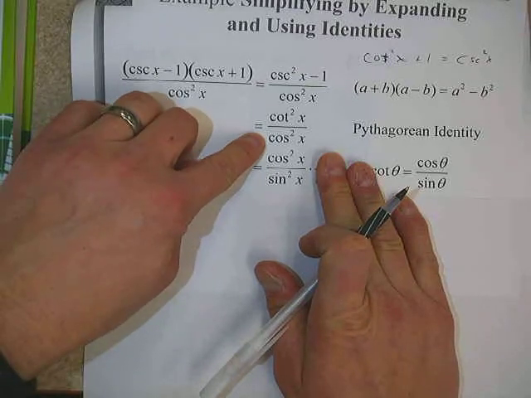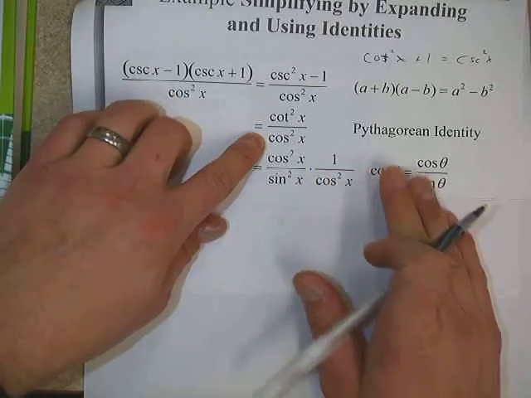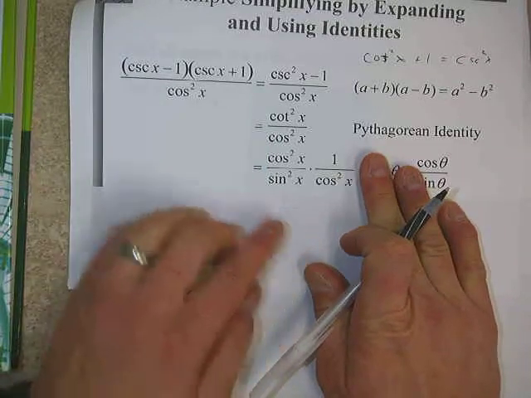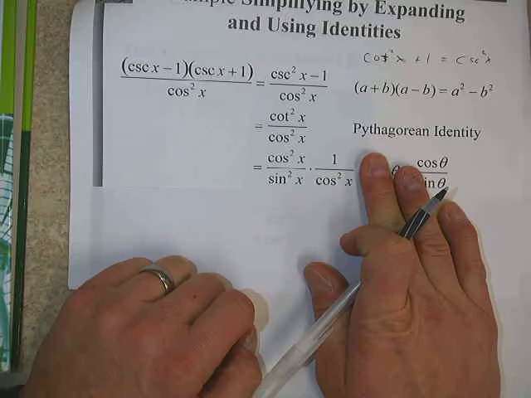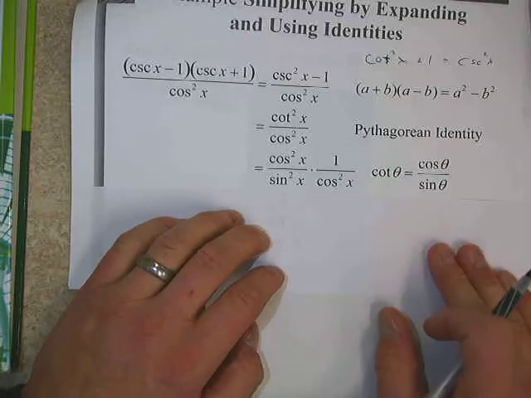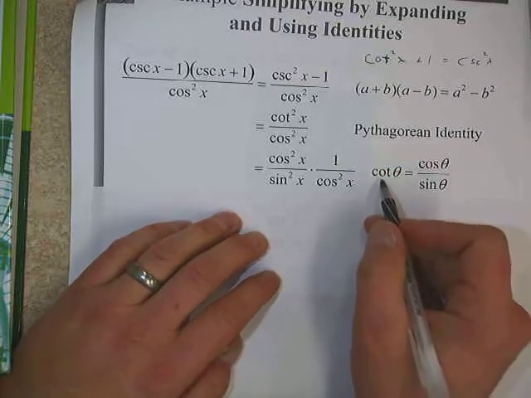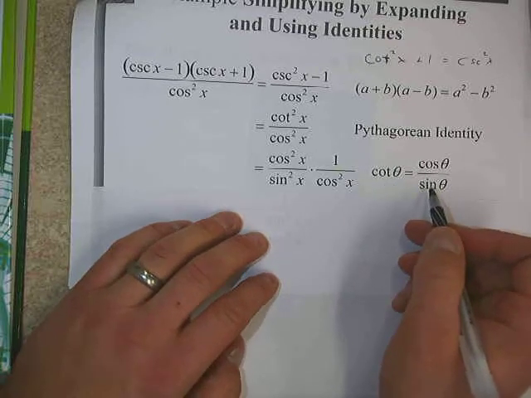So if we do that, of course we'd have that. Here's your cotangent squared right here. And then instead of dividing by cosine squared, we'll multiply by the reciprocal of cosine squared, and look what happens nicely. In this case, the cosine squareds would cancel out, wouldn't they?